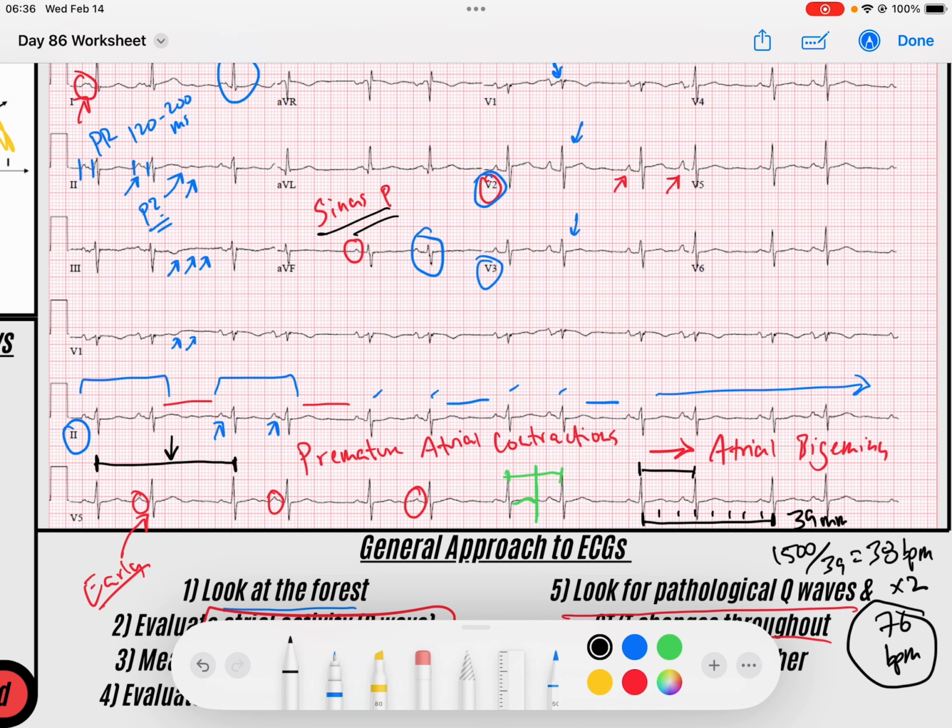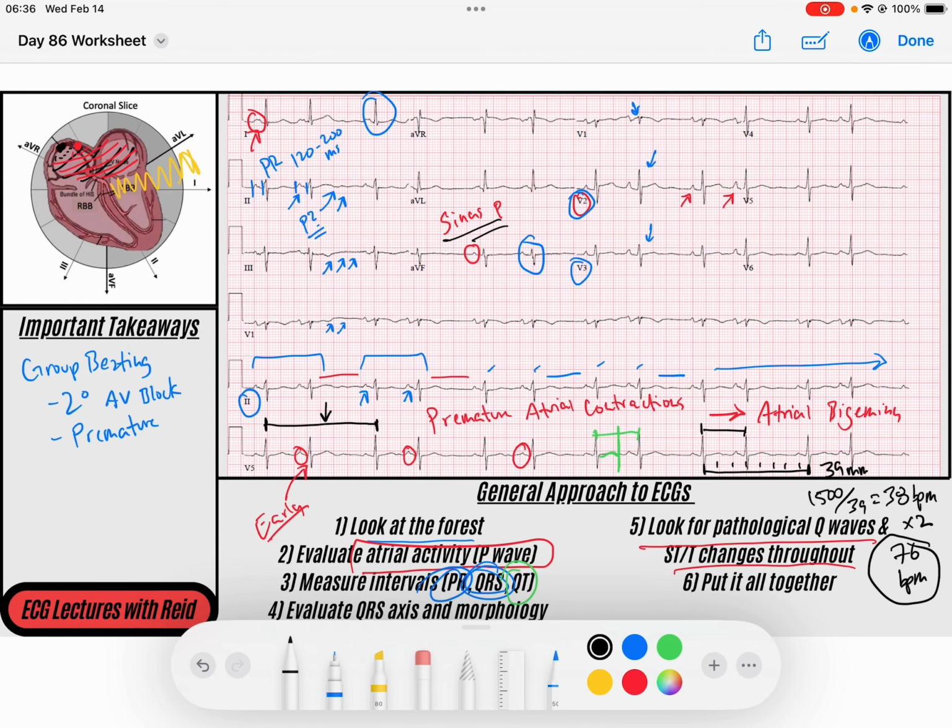So we have a sinus rhythm at a rate of 76 beats per minute, and we have premature atrial contractions in a pattern of atrial bigeminy.